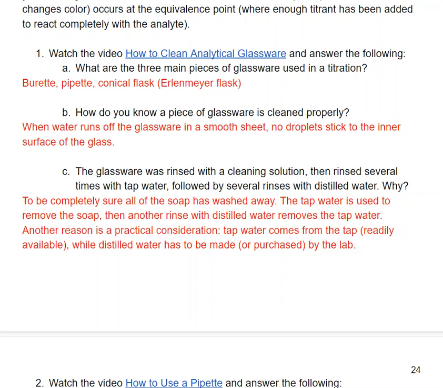Tap water is readily available in a chemistry lab, whereas distilled water has to either be made or purchased by the lab. So you don't want to go wasting your distilled water unnecessarily because it takes time to make more distilled water.